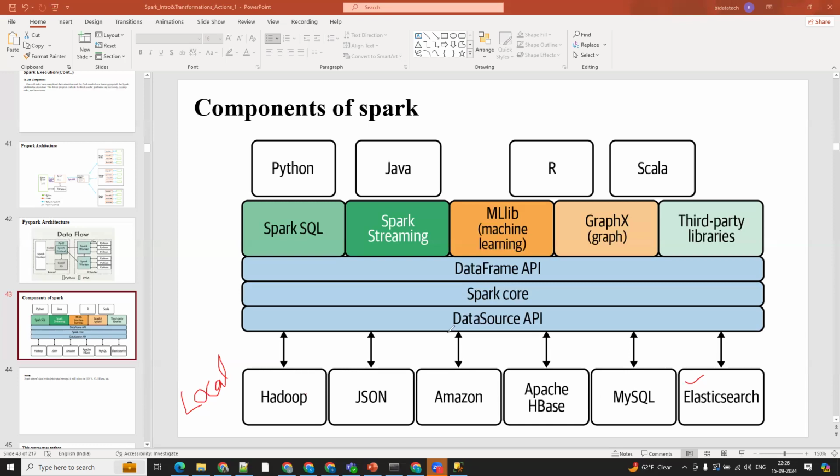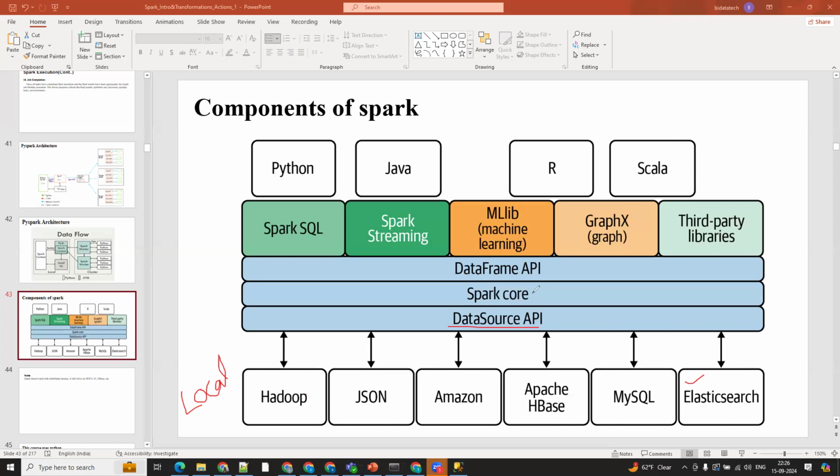Spark is just a pluggable, plug and play framework, I can say. A compute engine, I can say. You can connect to any of these systems. In Spark, we have a very rich API, the data source APIs.